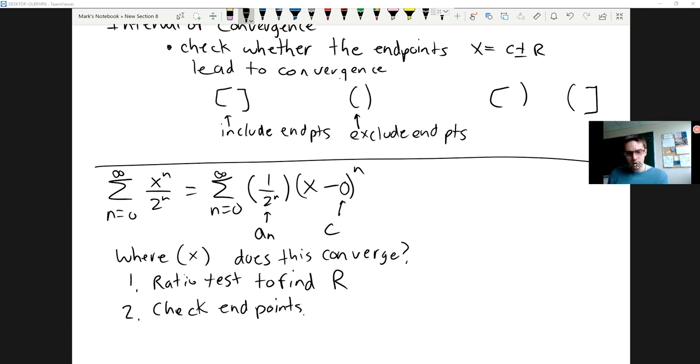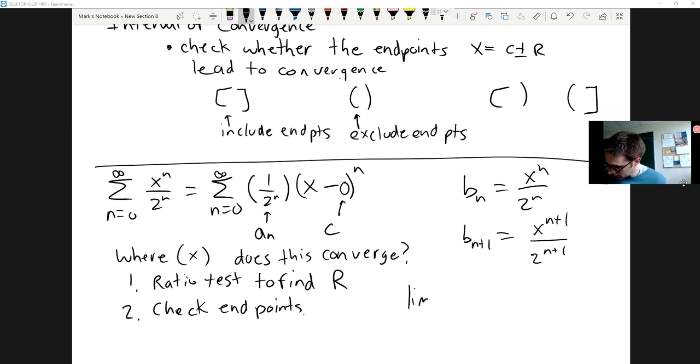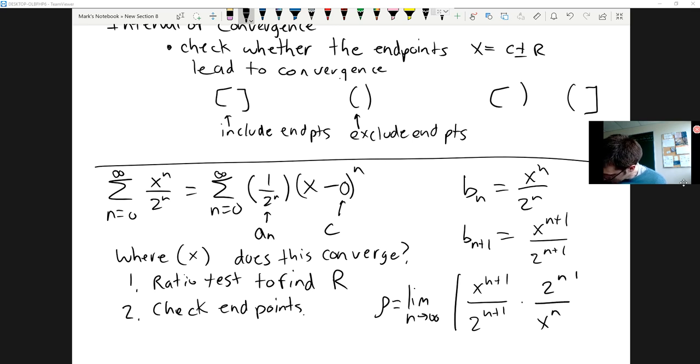All right, so let's apply the ratio test here. Our terms in the series, I'll call them Bn. Bn is just x to the n over 2 to the n. And so b to the n plus 1 is equal to x to the n plus 1 over 2 to the n plus 1. And so if I want to apply the ratio test, I have to look at the limit as n goes to infinity of the absolute value of b to the n plus 1 over bn, which is the same thing as multiplying by the reciprocal of bn. Okay?